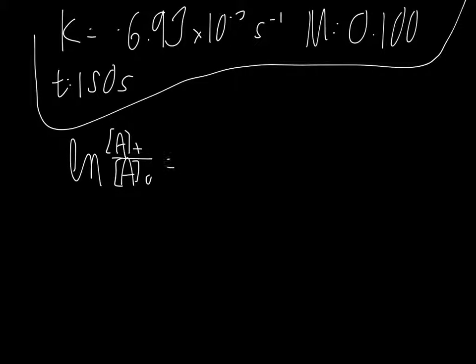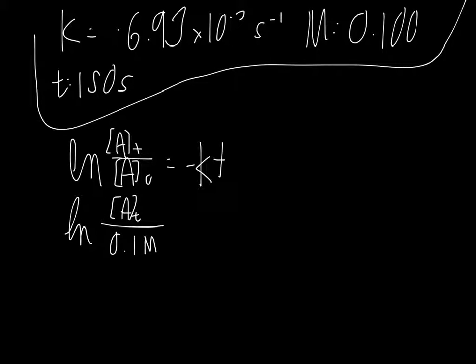So what we're trying to find in part A is At. We are given A sub 0, which is N2O5, so that's 0.100, and we are given K, which is 6.93 times 10 to the negative third, which is going to be negative since the equation says negative K. We're also given t, which is 150 seconds.